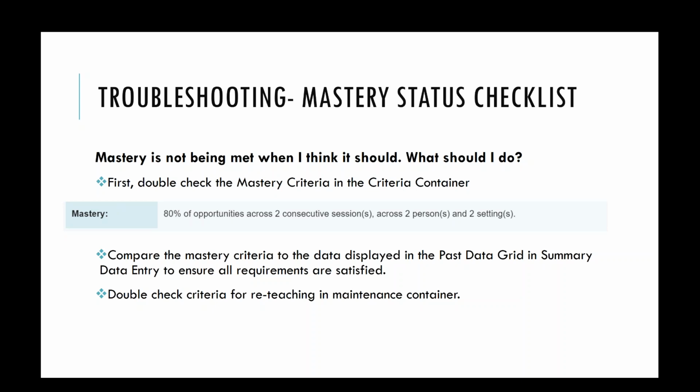The next thing you want to do is compare the mastery criteria to the data displayed in the past data grid, like we just looked at, and ensure all the requirements are satisfied. Oftentimes you're like, yeah, that is exactly the mastery criteria that I intended for my lesson. Two people, two settings, 80%. And then you go in and look at the data grid and there is something missing there. Again, very easy issue to resolve. You just have to get another session that meets your parameters, depending on the specific scenario. But it's easy to rectify and easy to spot once you have it in mind to go looking for that. And then finally, you want to double check the criteria for reteaching. If something's not saying maintenance and now it says reteaching and you're not sure why, quickly double check that criteria and make sure that it makes sense for your learner and for that particular lesson.